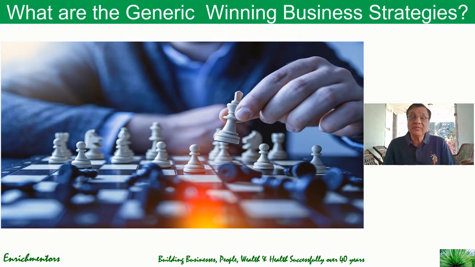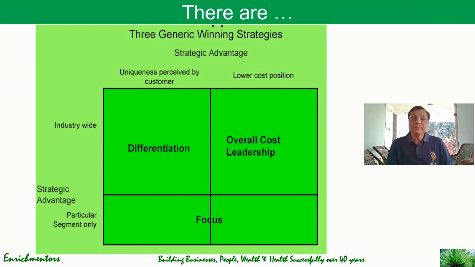So what do you think are the generic winning business strategies? This should be a no-brainer, as we have to say, right? There are three generic winning business strategies, as you see on your screen on a 2x2 matrix here. And these three are formed on the basis of what kind of strategic advantage you have or can have, either industry-wide or for a particular segment.